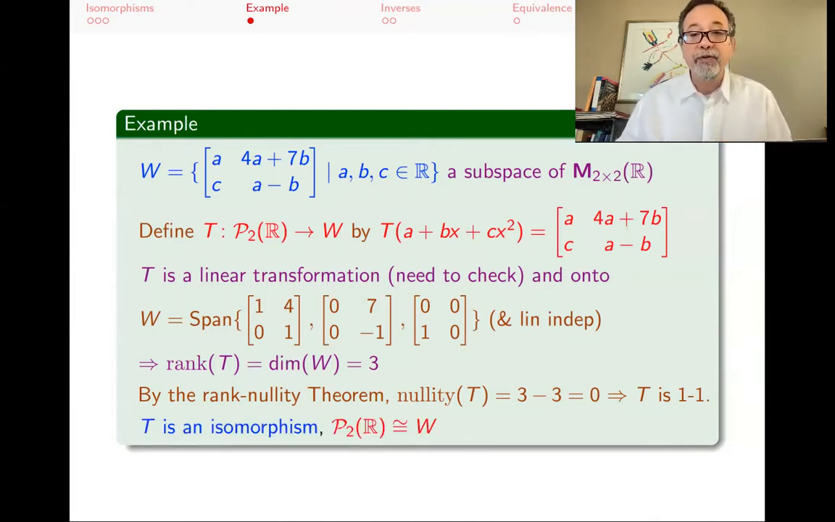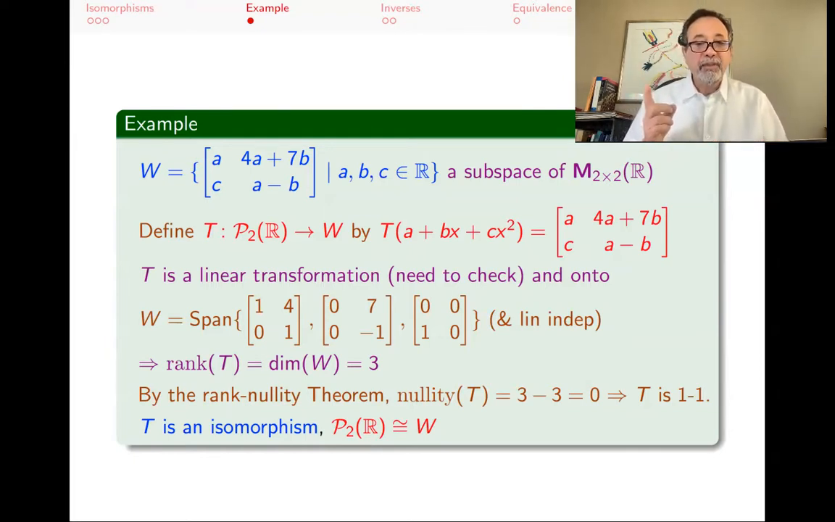So T is an isomorphism from polynomials of degree less than or equal to 2 to W. So now we know that these two vector spaces, even though they look different, P2R consists of polynomials, and W consists of 2x2 matrices, and not all 2x2 matrices, just this particular set of 2x2 matrices, are isomorphic. And as I said, as far as linear algebra is concerned, they are really the same.